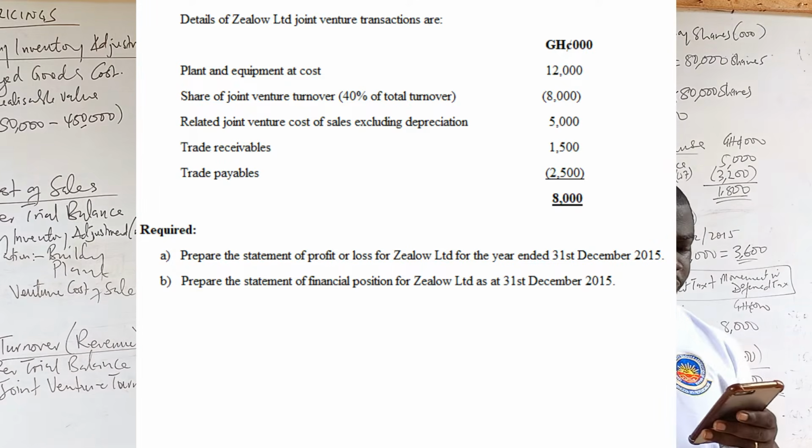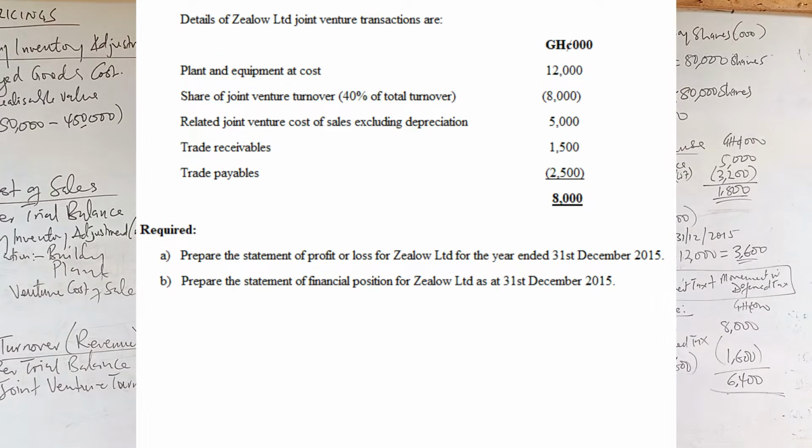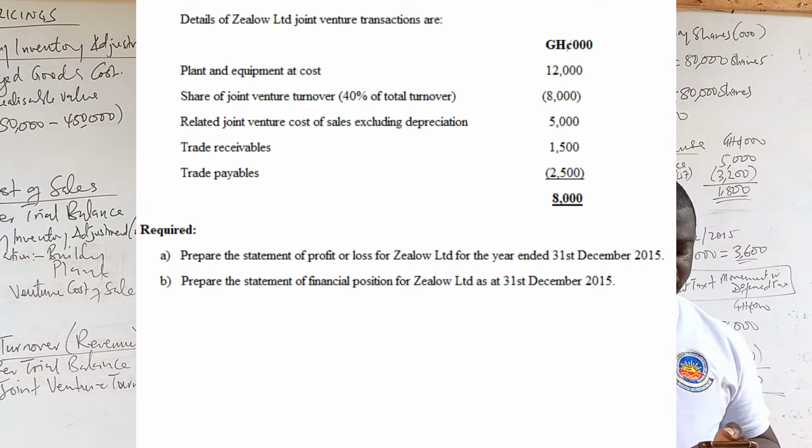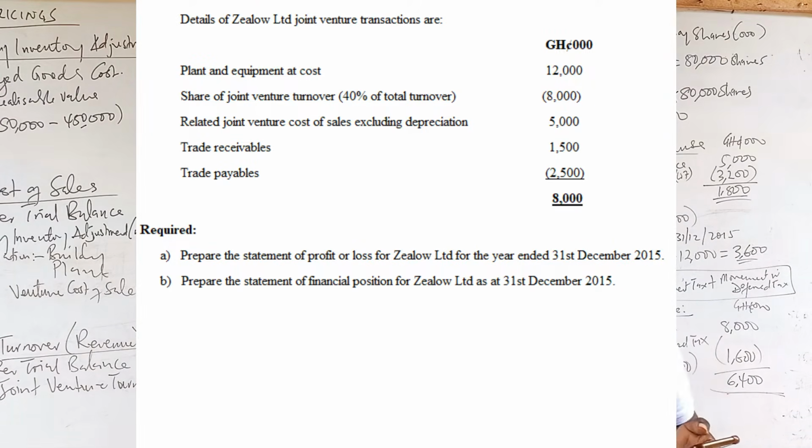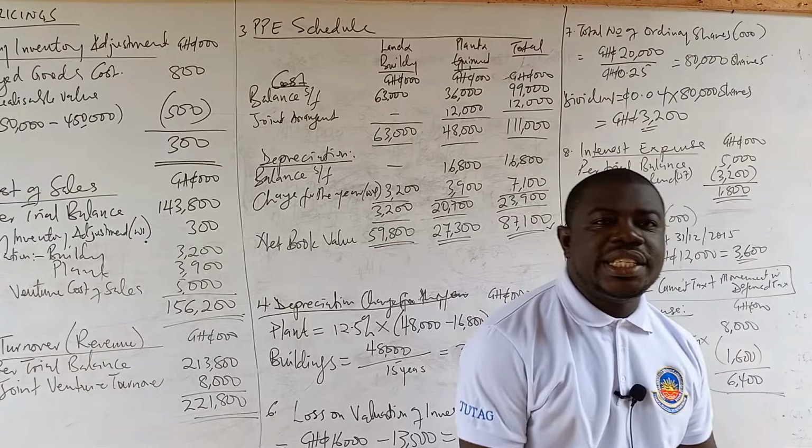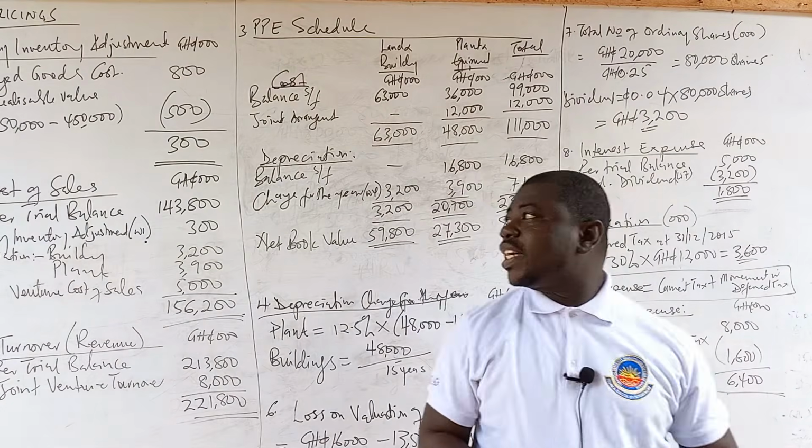We are left with the trade receivables and trade payables, which we are going to use. And we are going to show that in the statement of financial position. So remember that when we get there, we have trade receivables to add and we have trade payables to add. Apart from that, there is nothing more, and then we have the requirements. So ladies and gentlemen, the workings are completed.